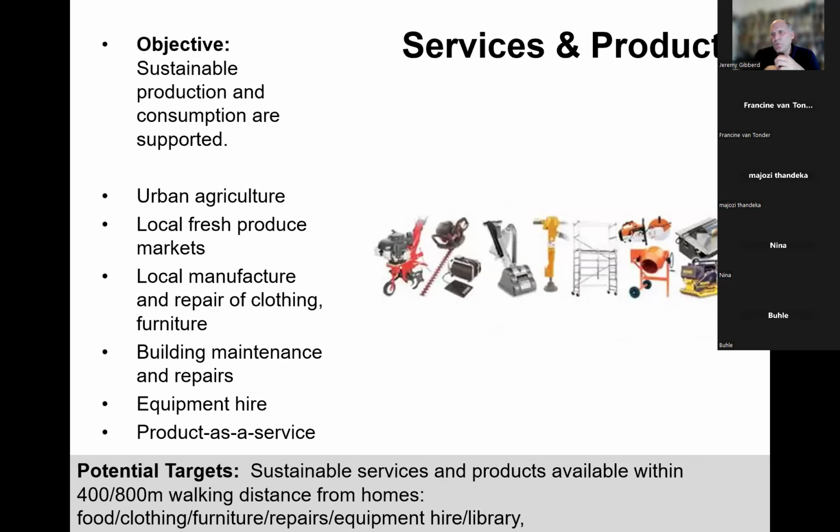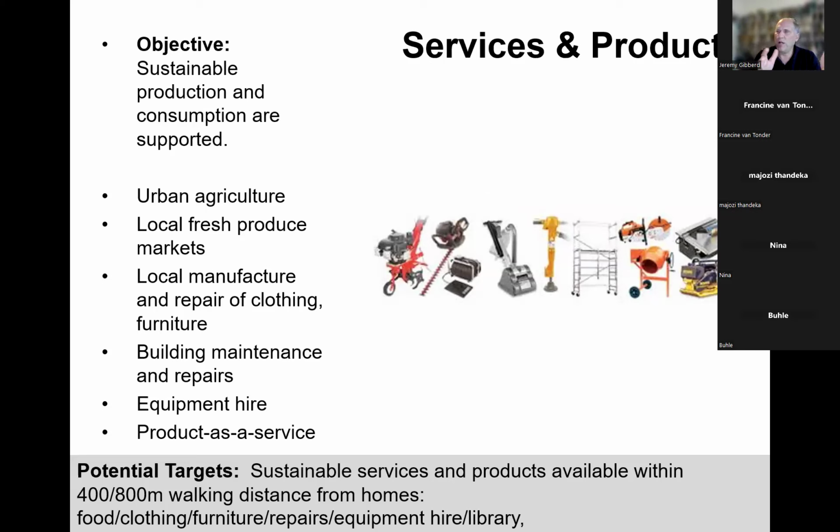So, services and products. We all need food, we need furniture, we need clothing, we need our buildings to be repaired, we need a drill to drill into the wall to hang up a picture. All of these are services and products that we need every day throughout the week, throughout the year. And there's an opportunity, if we think through these services and products, to make them very sustainable and to enable them to create jobs and local entrepreneurs.